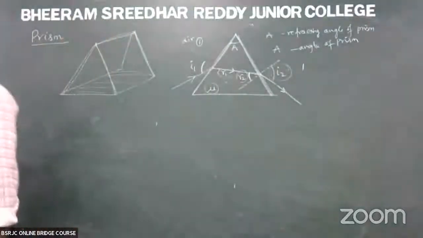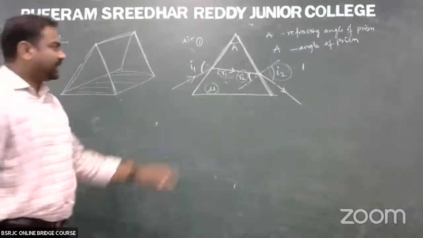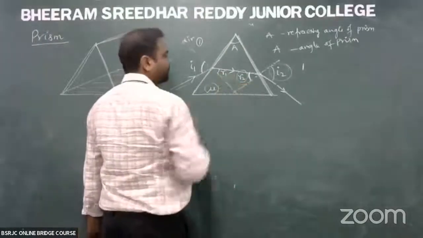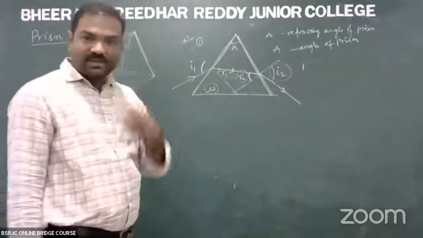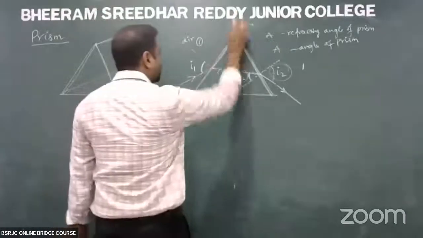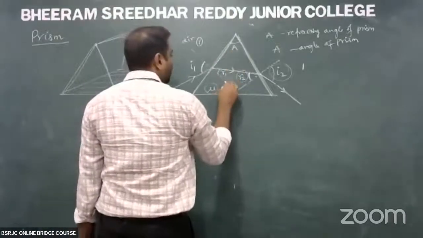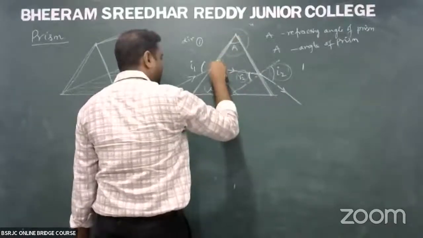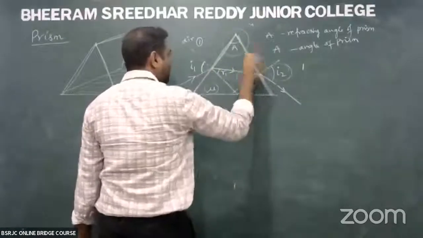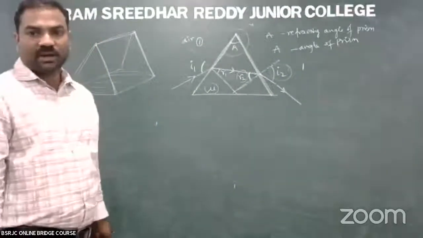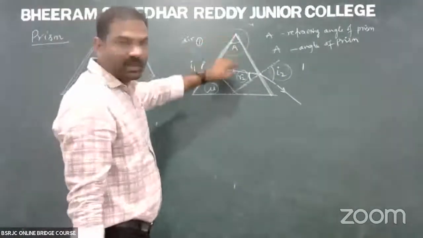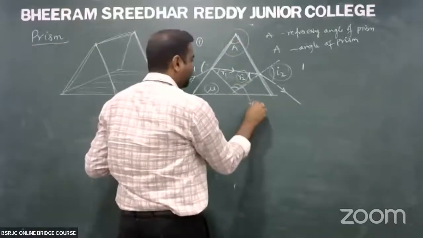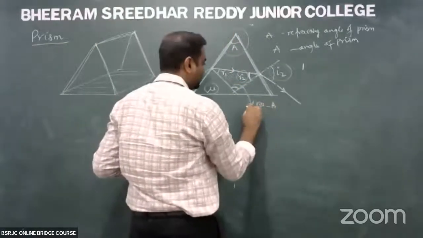Now the question is, what is the relation between R1, R2 and A? Suppose I extend this further, and see here. Now, if this is A, you can see one quadrilateral here. There is one quadrilateral, right? In a quadrilateral, opposite angles should add up to 180. If this is A, then this angle should be 180 minus A.